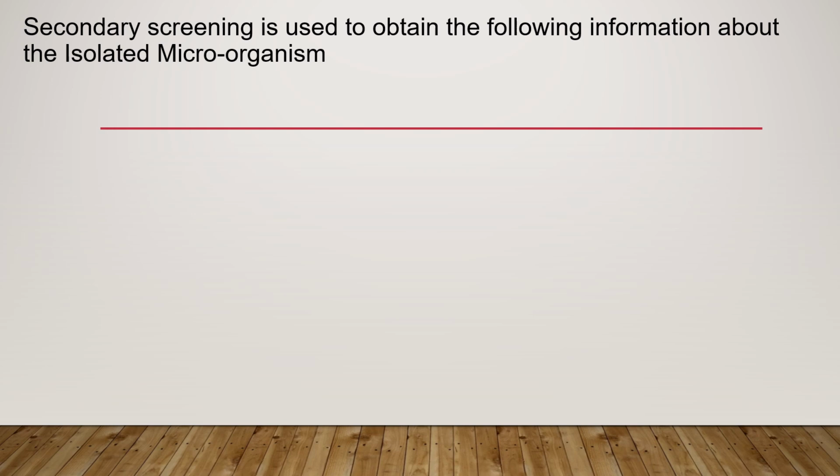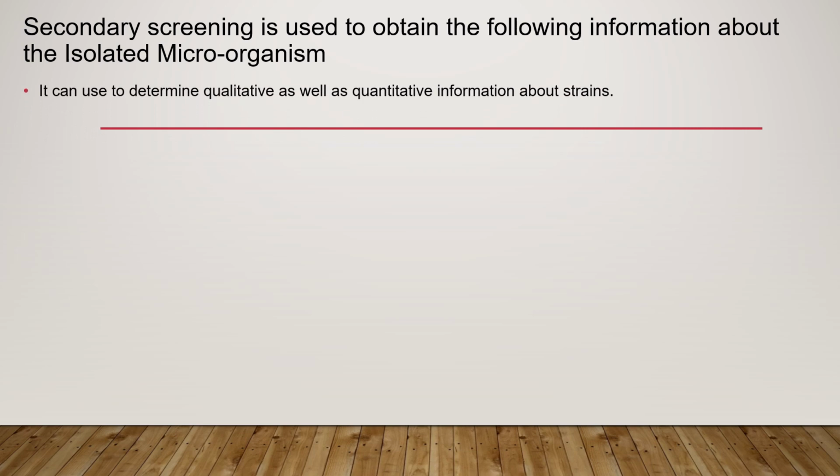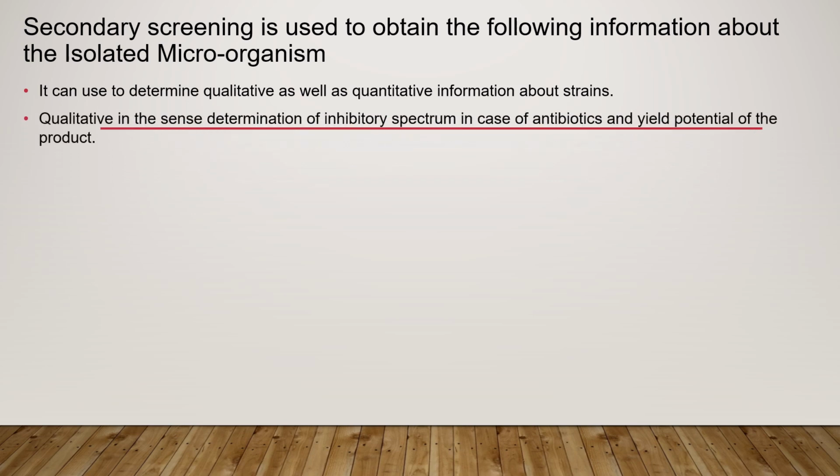Secondary screening is used to obtain the following information about the isolated microorganism. It can be used to determine qualitative as well as quantitative information about the strains. Now whenever we use an isolate, we determine its qualitative as well as quantitative information. Qualitative means what is the quality of that microorganism as well as the quality of the product formed from that microorganism, and quantitative means in what amount, in what proportion, or we can say what is the quantity of that product obtained from that isolate. Qualitative means determination of the inhibitory spectrum in case of antibiotics and yield potential of the product. Here in case of antibiotics, the inhibitory spectrum is determined, whether the antibiotic is a broad spectrum or narrow spectrum antibiotic. And yield potential means what is the potential of that product, which is determined in qualitative analysis.